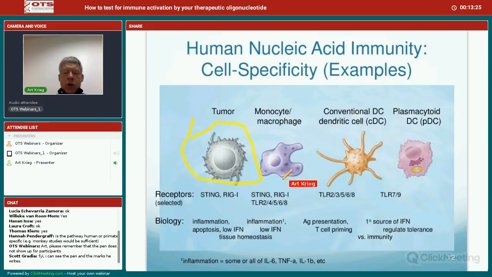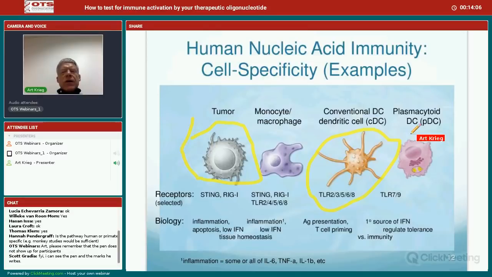Monocytes and macrophages also express STING and RIG-I and can be activated through those, and again, that can cause inflammation. Also low interferon production. And one of the biologic roles of monocytes and macrophages is tissue homeostasis. I'm afraid the formatting of this got messed up a little bit in the Mac to PC transition. Next, we have conventional dendritic cells, I'll just circle that here. And conventional dendritic cells are responsible for antigen presentation, T-cell priming, and they express a variety of different TLRs, any of which can activate those functions in the cells.